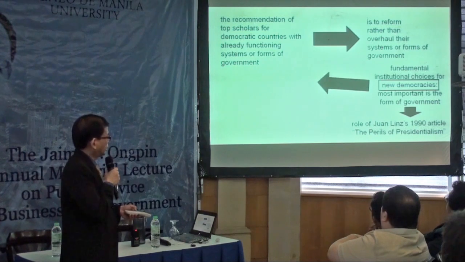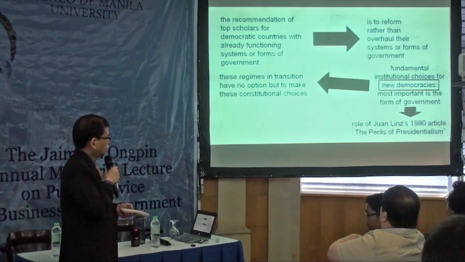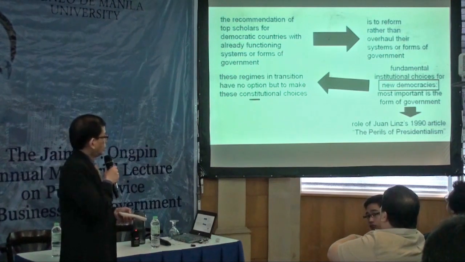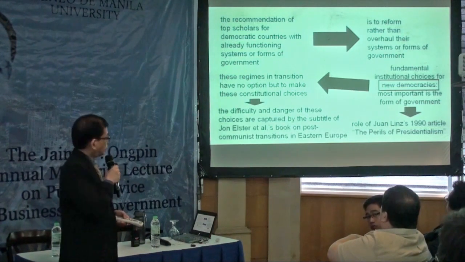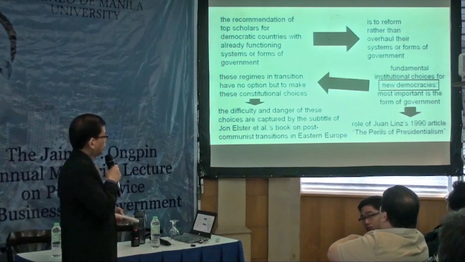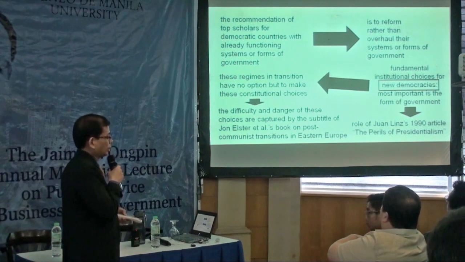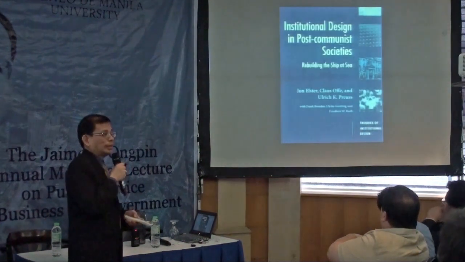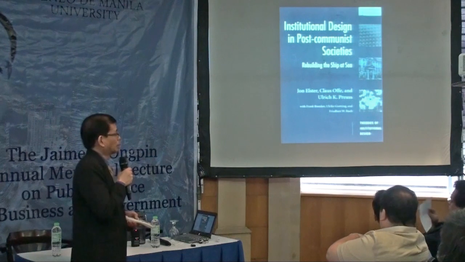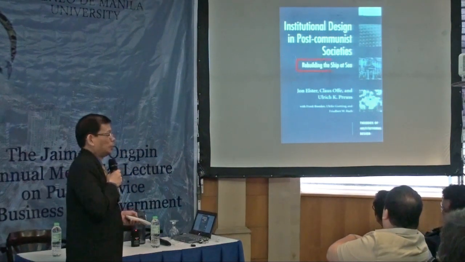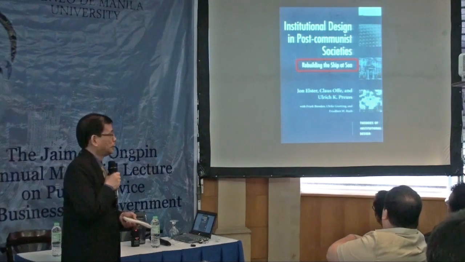These new democracies, these regimes in transition, actually have no option but to make these constitutional choices. The difficulty and danger of these choices are captured by the subtitle of Jon Elster's book on post-communist transitions in Eastern Europe, Institutional Design in Post-Communist Societies. The subtitle is Rebuilding the Ship at Sea.